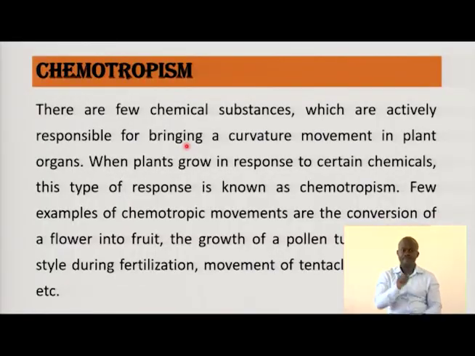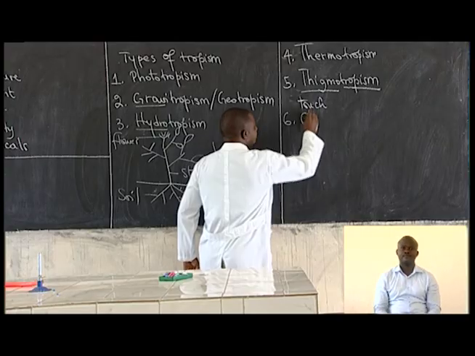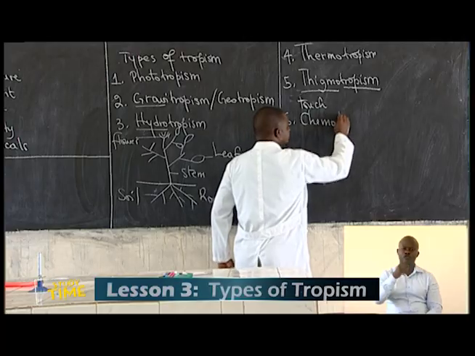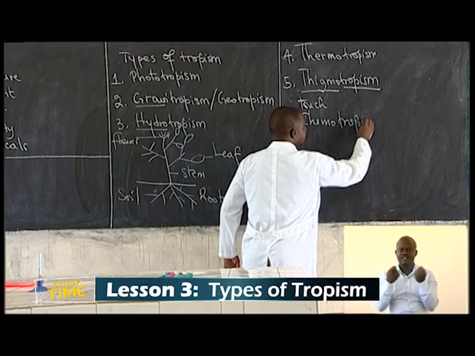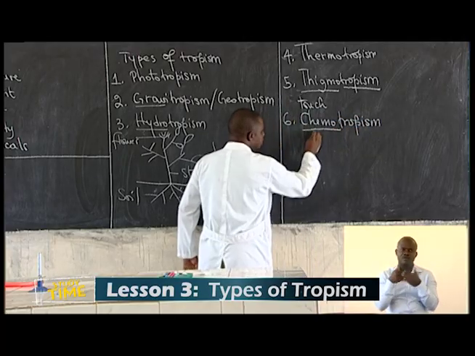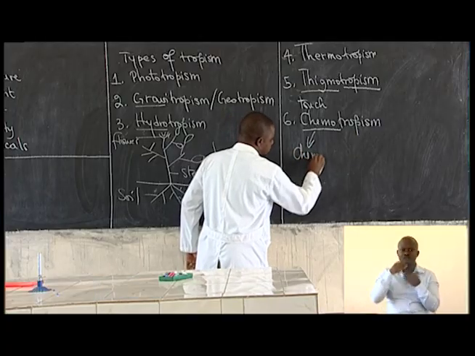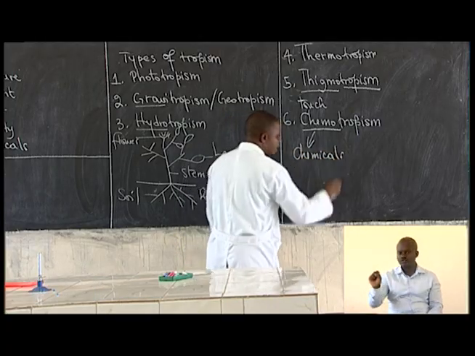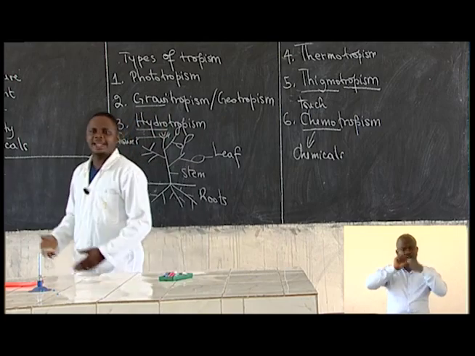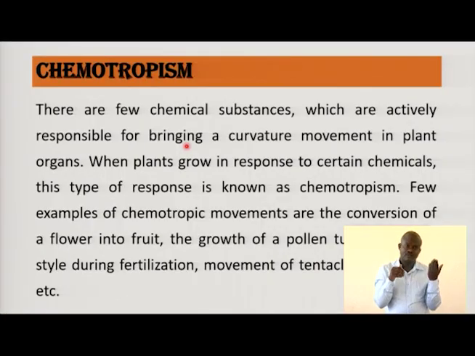Chemotropism is another type of tropism where plants respond to chemicals. Here, we can think about chemicals like nitrogen, potassium, sulfur, and phosphorus. So those are chemicals we find underground, and plants can respond towards them.